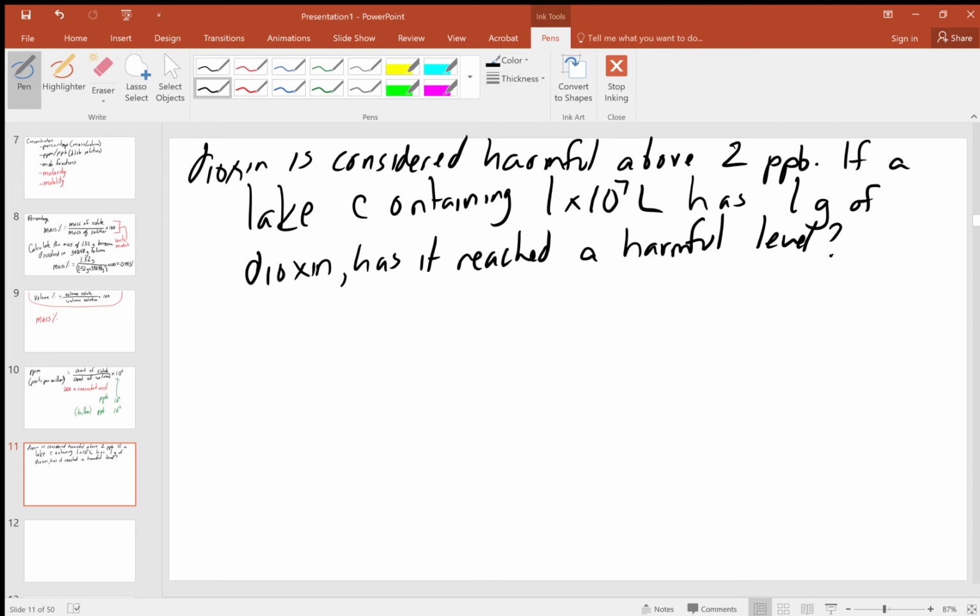All right, so now we're saying this compound dioxin is considered harmful if it reaches concentrations above 2 parts per billion. So if a lake contains 1 times 10 to the 7th liters of water, and has 1 gram of dioxin, has it reached a harmful level? Well, let's see. We can do this problem in one of two ways. And so I'm going to do it both ways. And if you were doing a problem like this on any sort of test or quiz or homework, you could go either way.